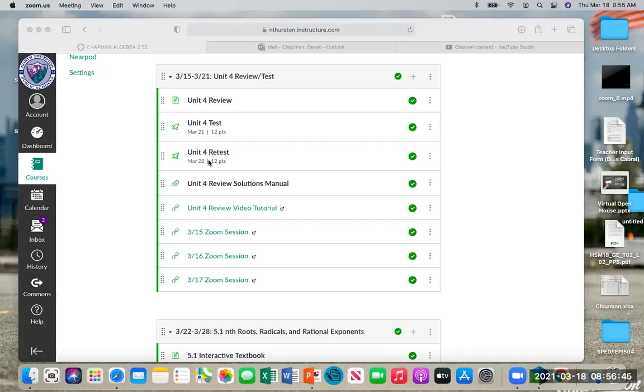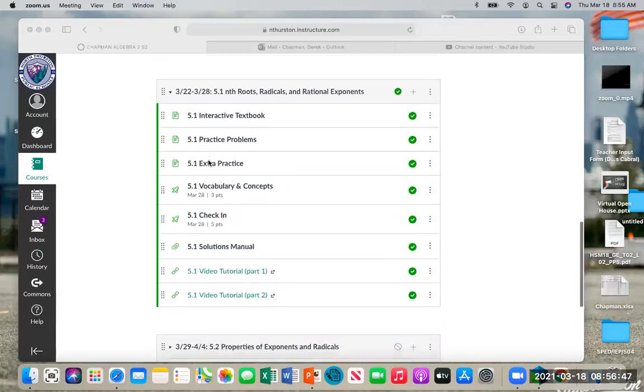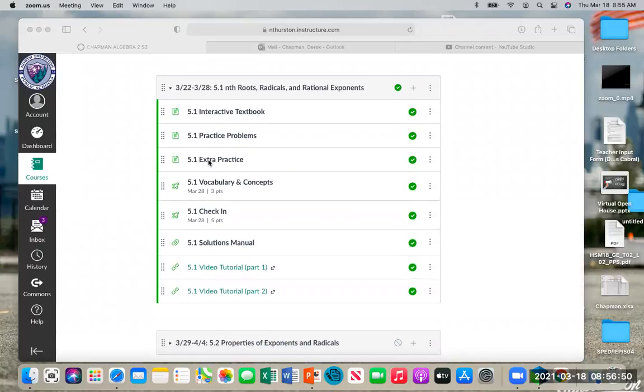And so that's for this week. And then next week's stuff unlocked as of yesterday. So this is starting unit 5, which is all about the nth roots, radicals, and rational exponents.